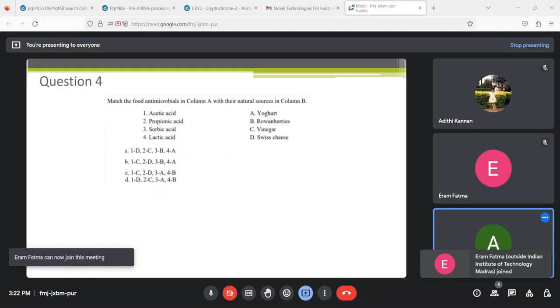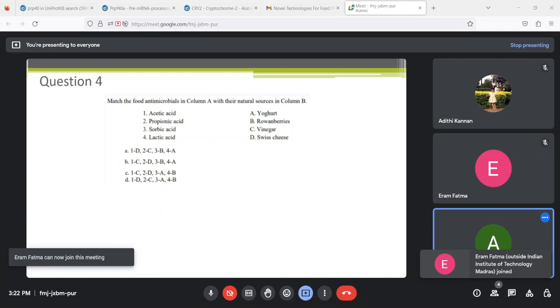So moving on to question 4. Match the food antimicrobials in column A with the natural sources in column B. So first is acetic acid, propionic acid, sorbic acid, and fourth lactic acid. And on the other side you have yogurt, rowan berries, vinegar, as well as Swiss cheese.